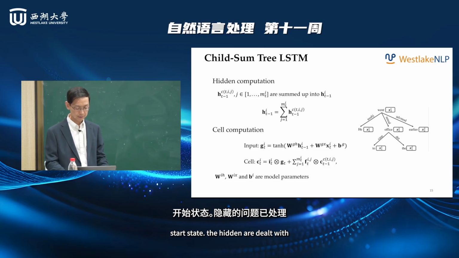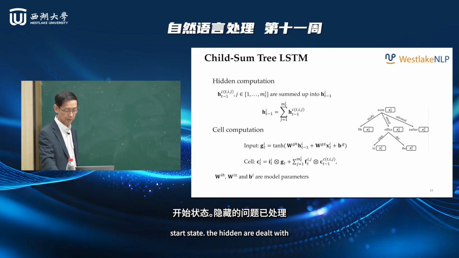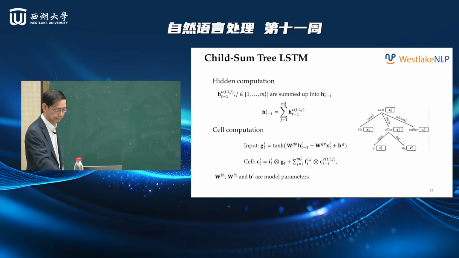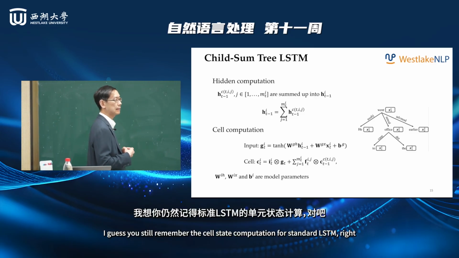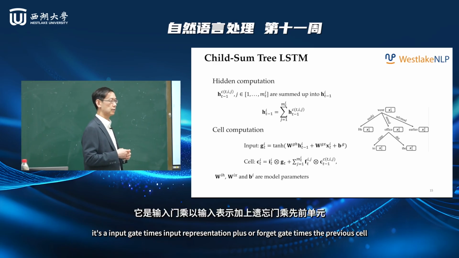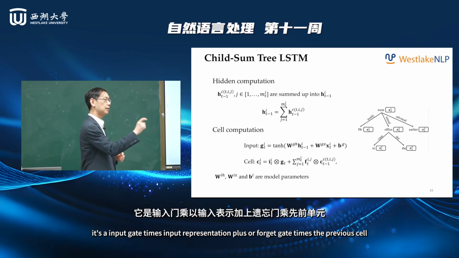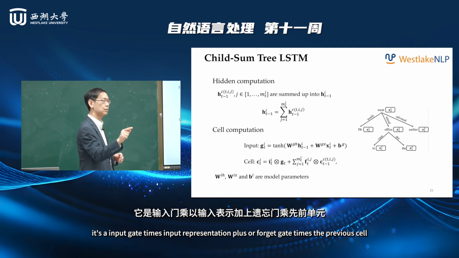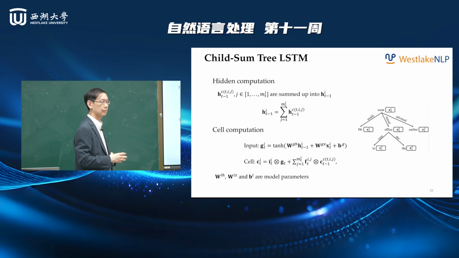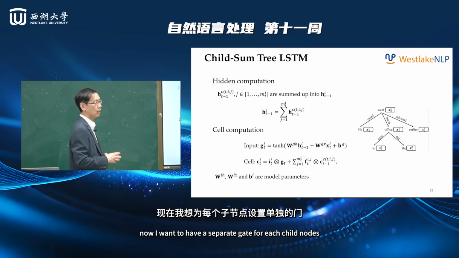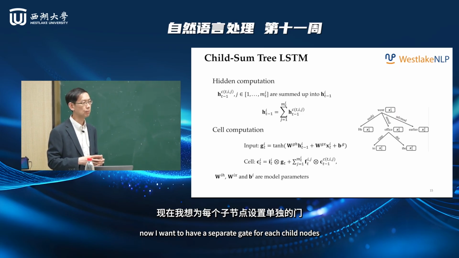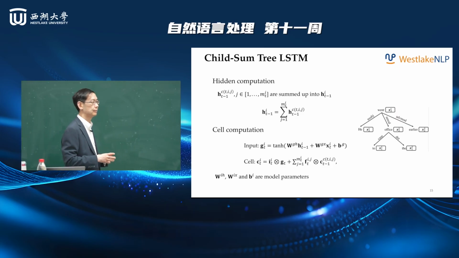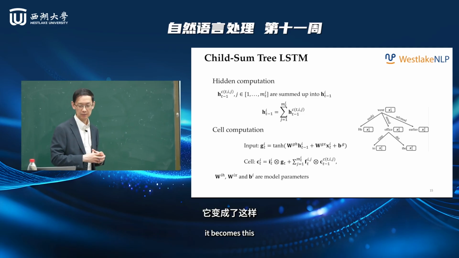Okay, so the hidden states are dealt with. So let's look at the cell. I guess you still remember the cell state computation for standard LSTM, right? It's an input gate times an input representation plus a forget gate times the previous cell, right? So now I want to have a separate gate for each child node, okay? So it becomes like this.